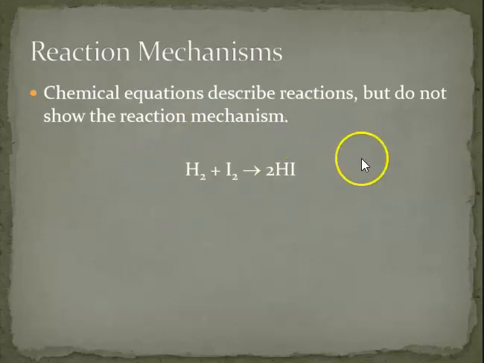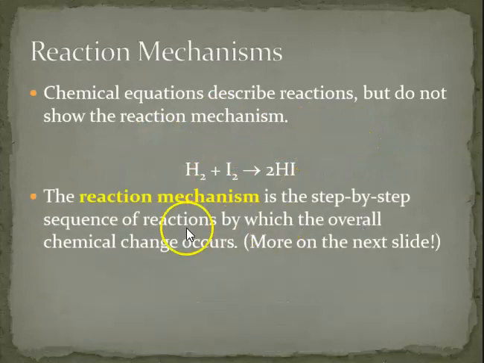Overall, this is what happens, but how this occurs, it goes through a series of steps. And that series of steps is what we call the reaction mechanism. It's the step-by-step sequence of reactions by which the overall chemical change occurs. And more on the next slide.